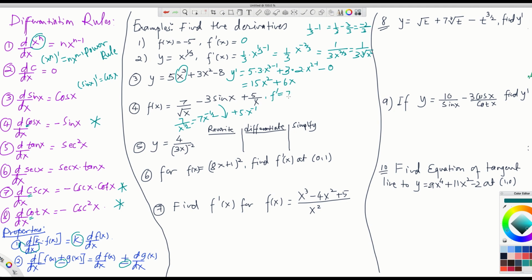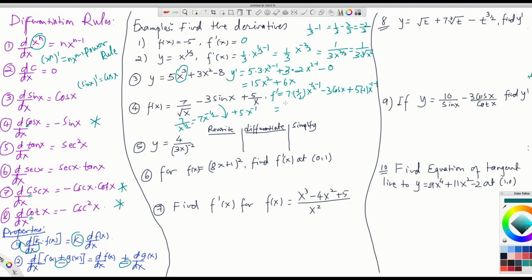It will be 7 times, it is like x to the n, right? So negative 1/2 times x to the negative 1/2 minus 1. n x to the n minus 1, right? And then minus 3. What is the derivative of sine x? Is cosine x. And then plus, there is 5, right? 5, and then the derivative of x to the negative 1 will be negative 1 times x to the negative 1 minus 1. You see that?